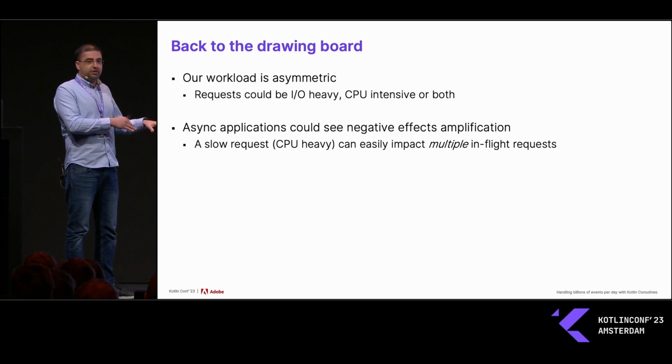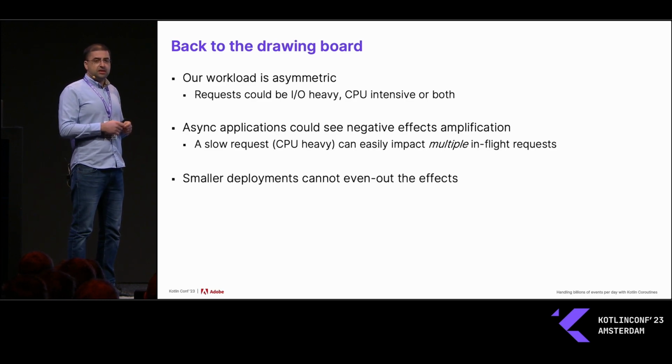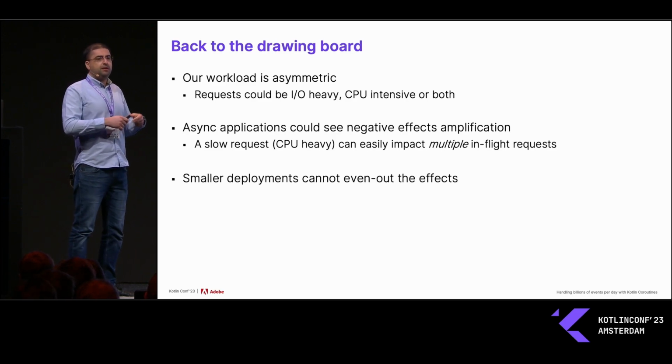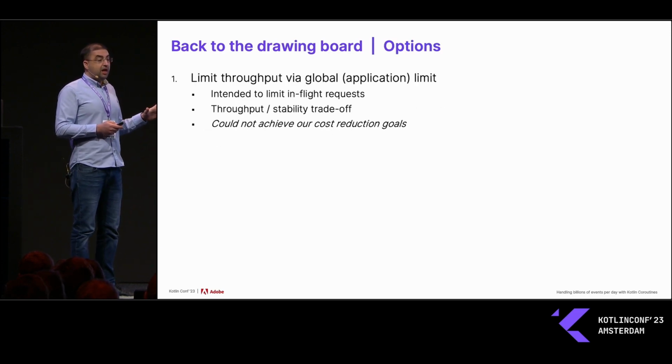And that is in contrast with the isolation you get in a traditional one thread per request application. It was particularly challenging for us in smaller regions where we didn't have enough spare capacity to even out the effects. What options did we really have?